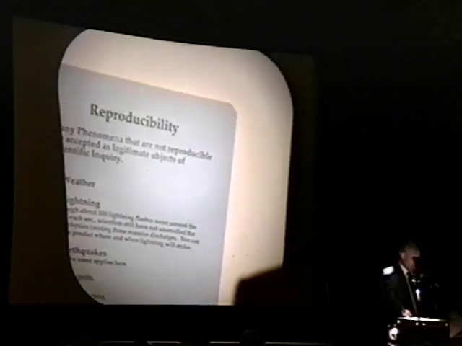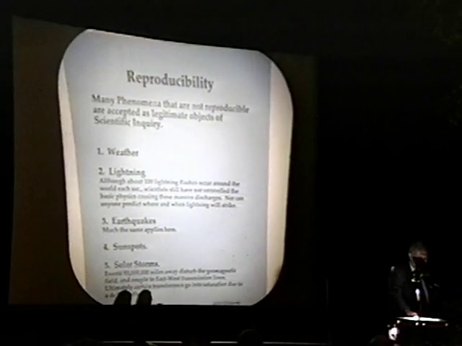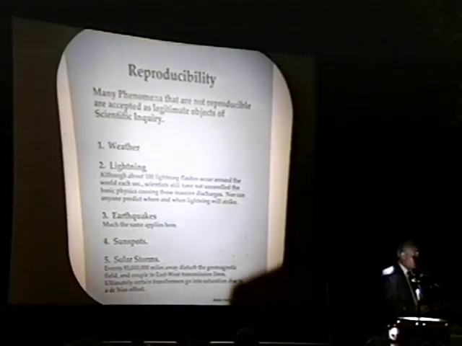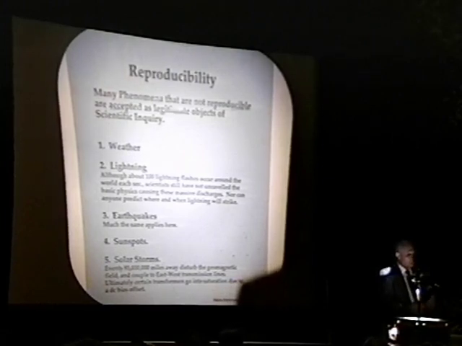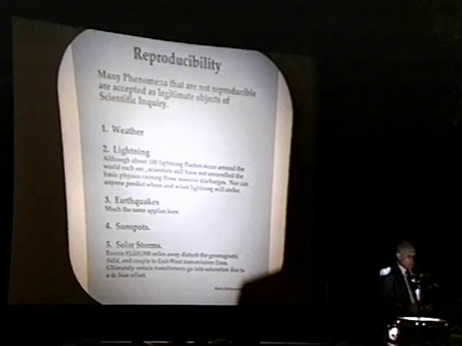Two more view graphs. One's on the question of reproducibility. I think it's quite unfair to label a science or neophyte science as pathological because of lack of replicability or reproducibility. There are many phenomena that are respectable objects of scientific inquiry. Weather's one, lightning's another, earthquakes, sunspots, solar storms.